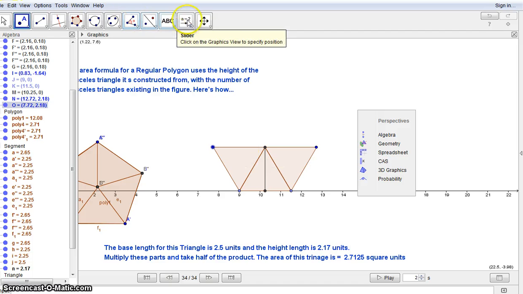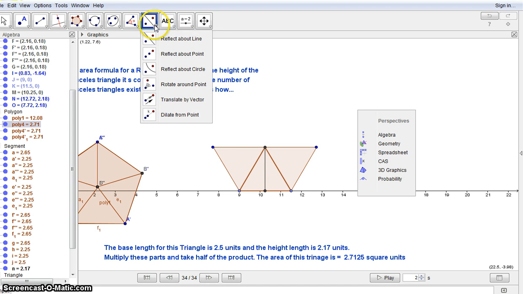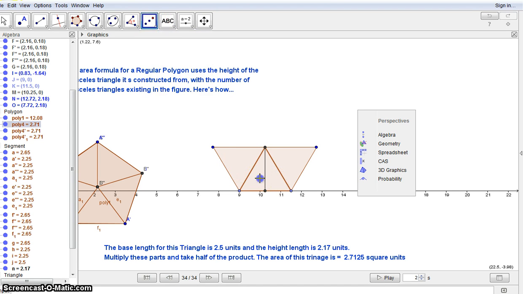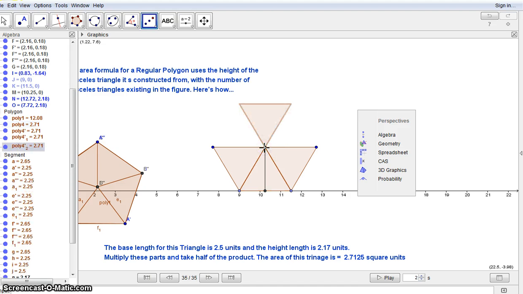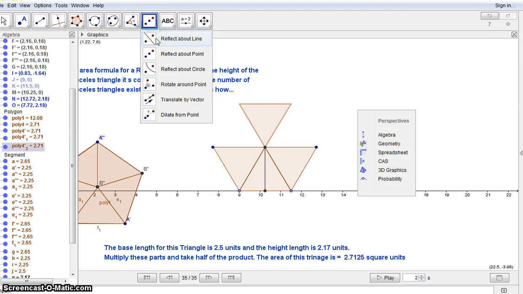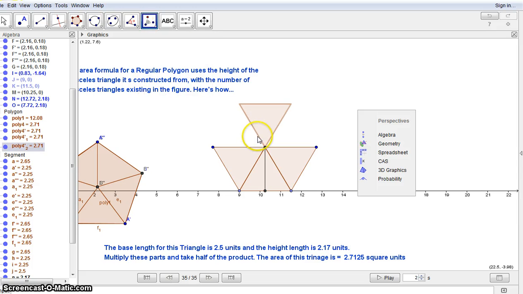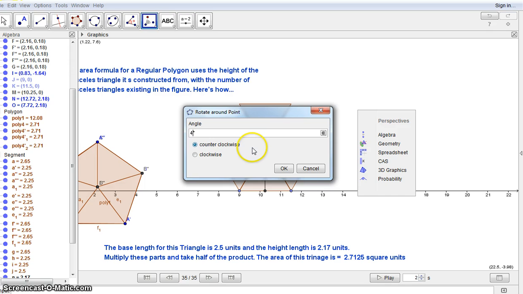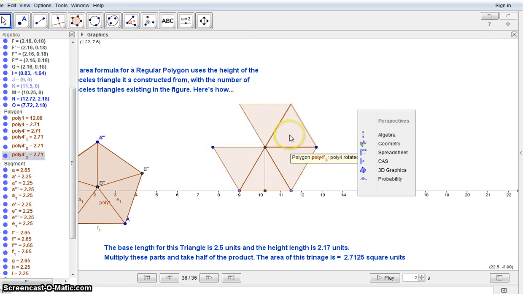My other option is to use the original triangle, this guy. Let's reflect it through the point at its vertex. And what if I were to rotate it and I wanted it to land here? Is that a rotation of 120 degrees? Let's try it. Rotate this figure around this point 120 degrees. I almost don't care if it's clockwise or counterclockwise because I need it both.